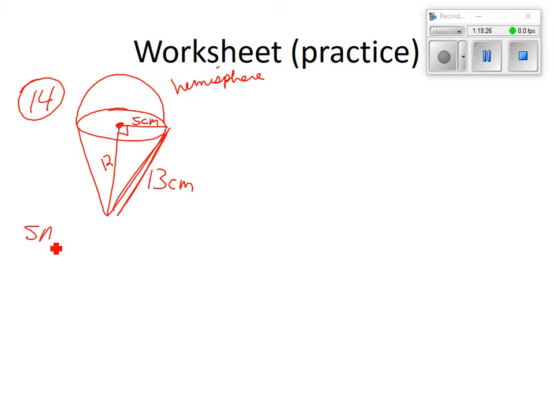So surface area. What do we find the surface area of? The cone. So help me out. What's the formula for surface area of a cone? Pi r squared plus pi r s.